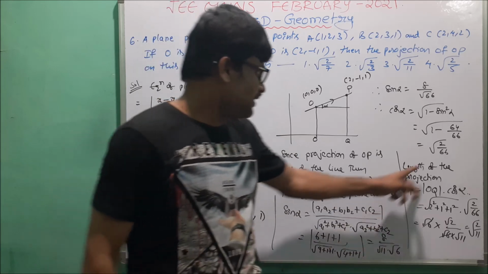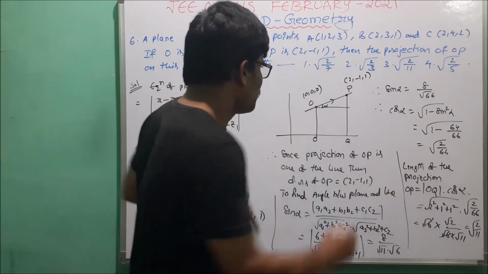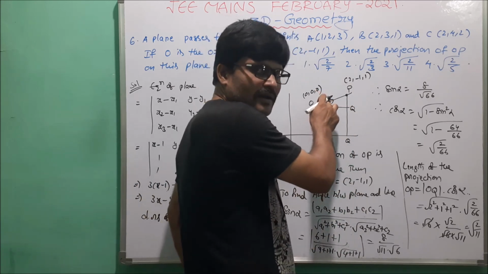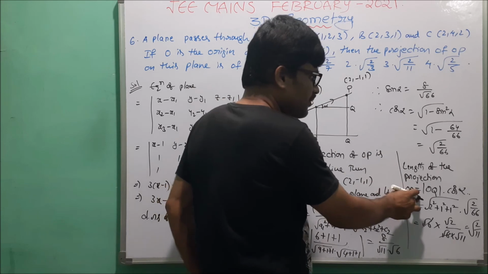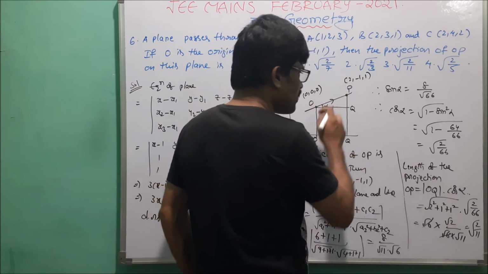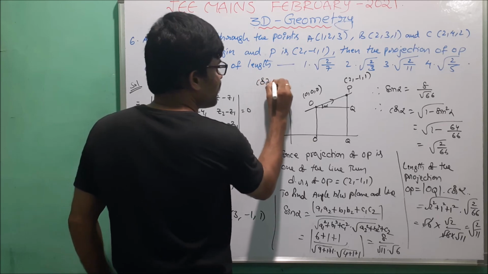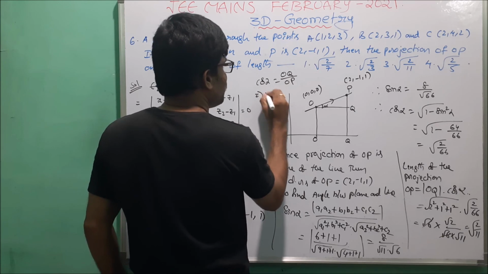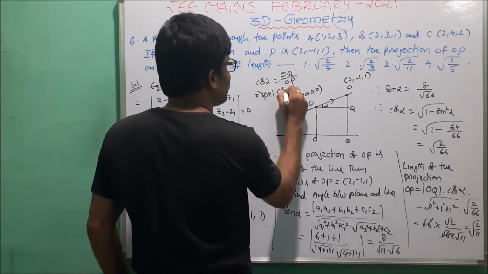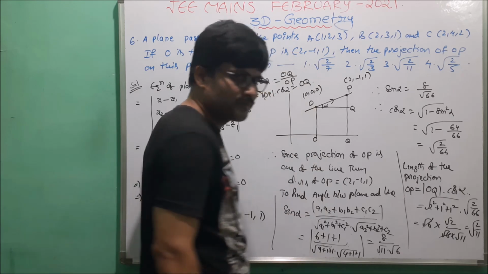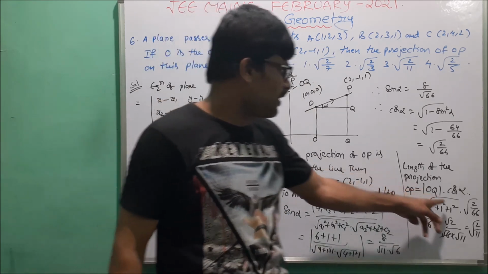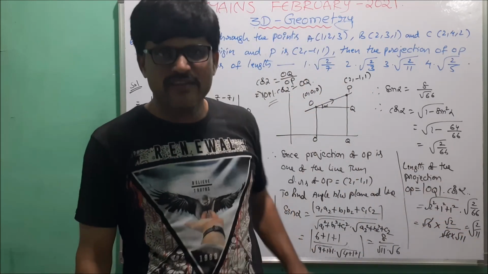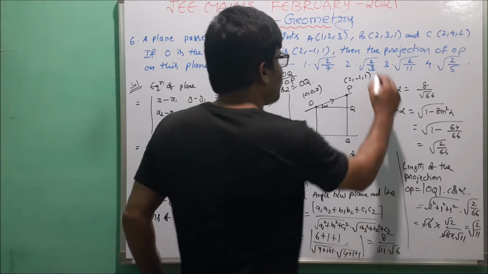So this is the length of the projection. Using the condition, this is OQ. Cos alpha equals adjacent side by hypotenuse. From that, cos alpha equals OQ by OP. So mod OP into cos alpha is always equal to OQ. This is the formula. Using that formula and simplifying, the length of the projection is square root 2 by 11. This is the solution, which is the third option.